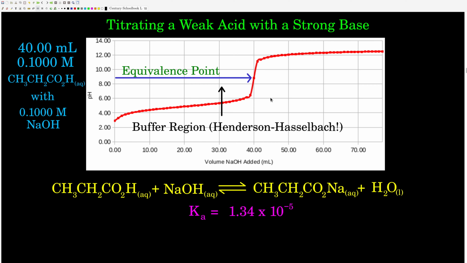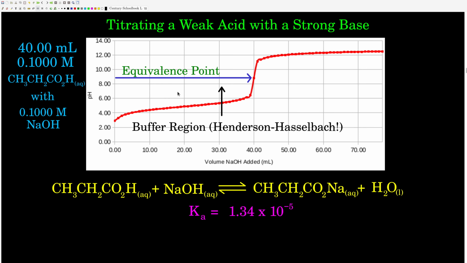Notice a couple things. The equivalence point, it's not at 7 anymore, it's higher. And you'll see why, because at the equivalence point, what we have left is pretty much just the conjugate base of a weak acid, which is going to increase the pH.